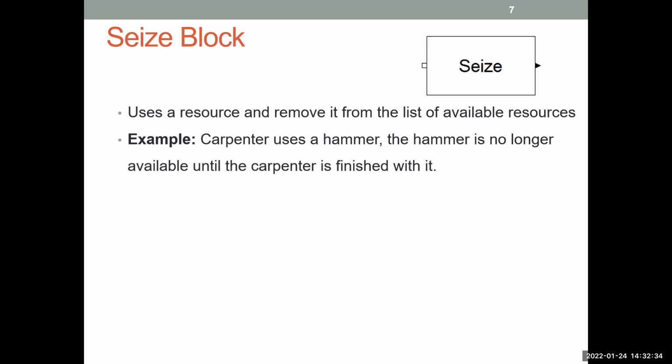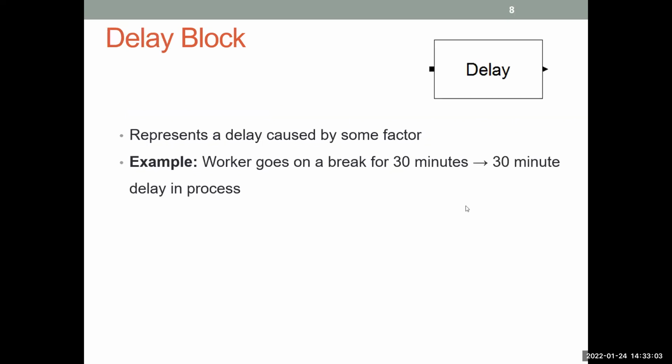So for example, a carpenter uses a hammer. The hammer is no longer available until the carpenter is finished with it. So the seize block is going to let you know there's a machine or resource available. If there's no resource available, then you're going to have to wait. I'm going to keep you waiting. But as soon as one of them becomes available, I'm going to pass you to that resource. Then that's the first block.